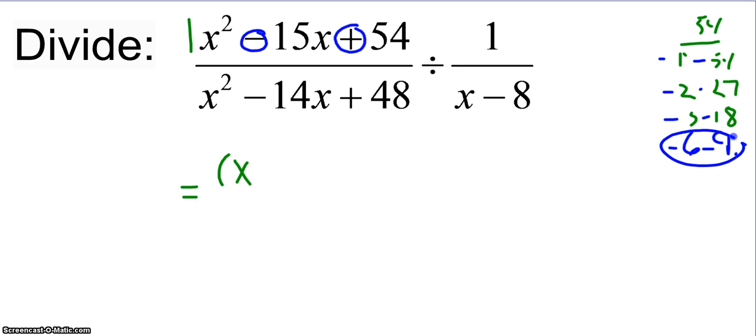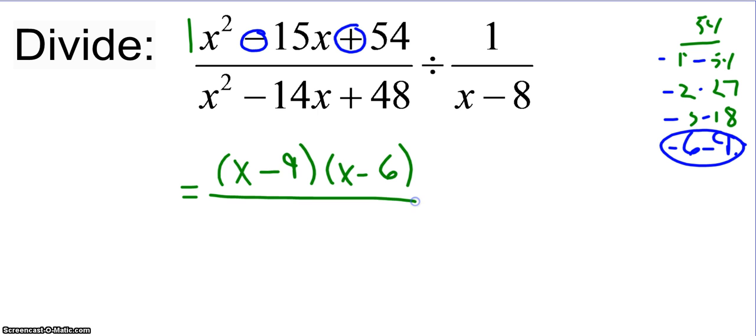Alright. 9 and 6. X minus 9 and x minus 6. Divided by... Okay, I can do the next one, Murray. I got it. It's 8 and 6. Got it.